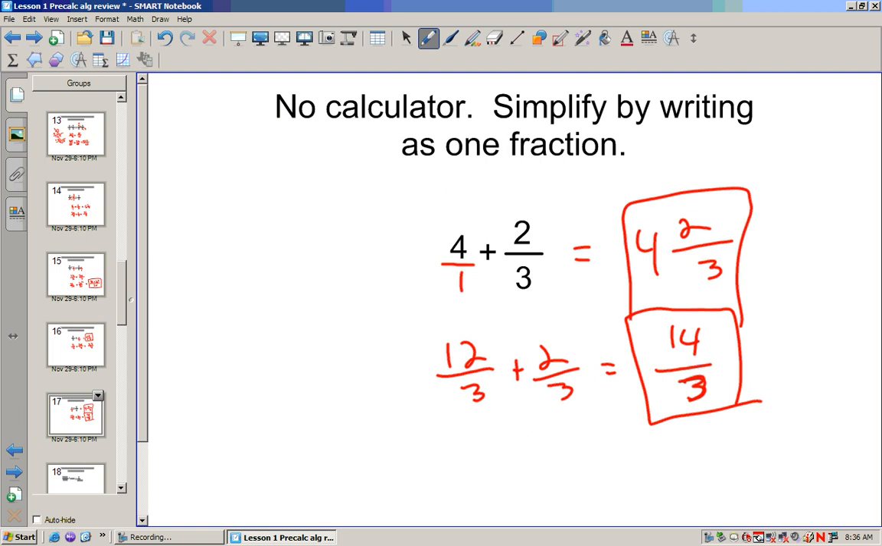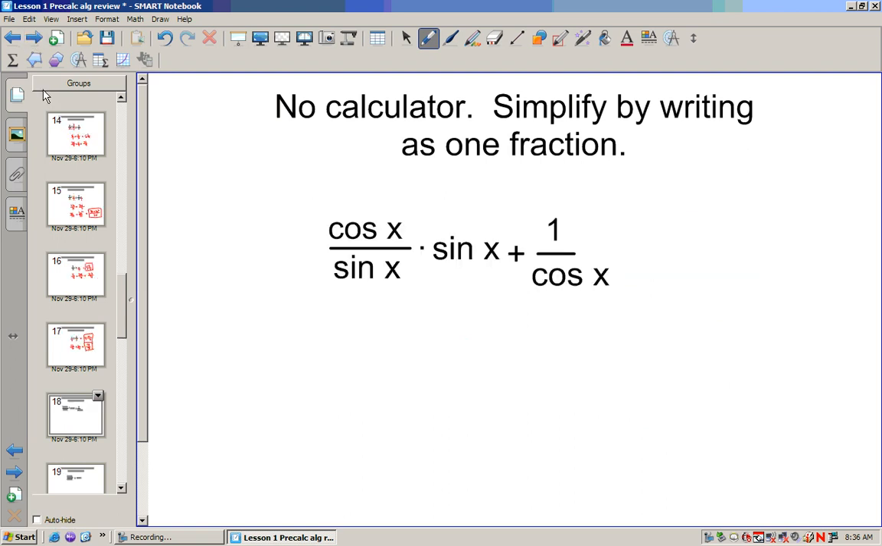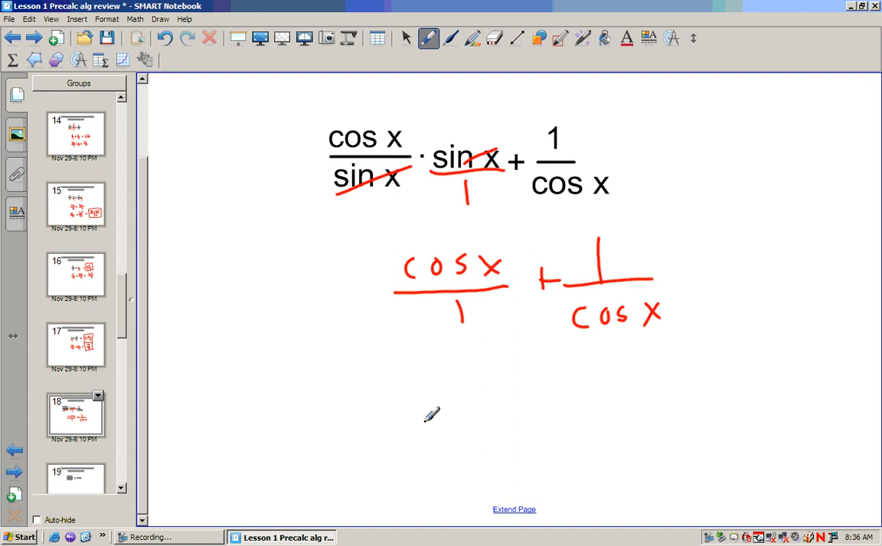Both of these, again, are acceptable answers. Now we're getting to sines and cosines. When I multiply this, remember we multiply before we add, so sine over sine will cancel out. So this is going to be cosine of x over 1 plus 1 over cosine of x.